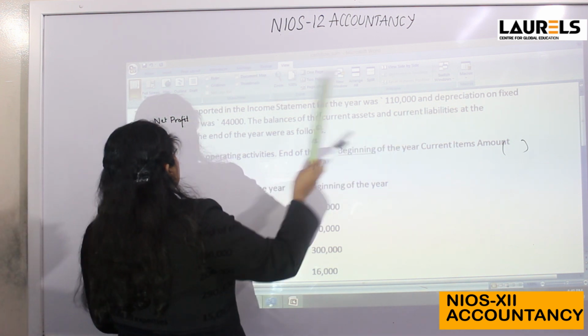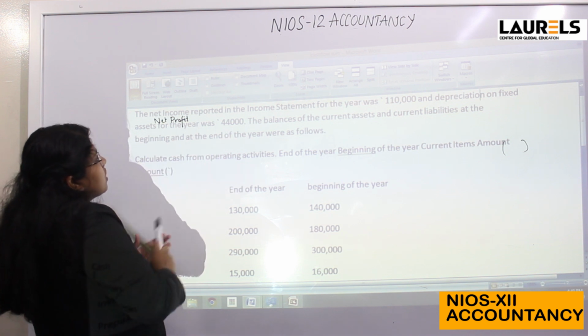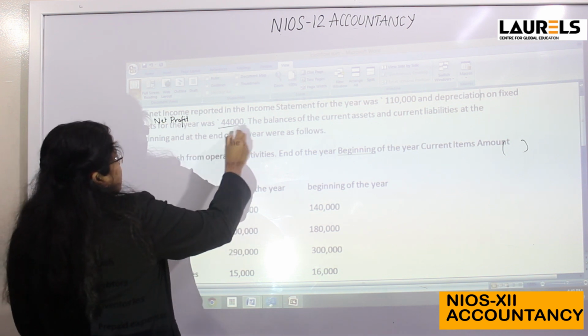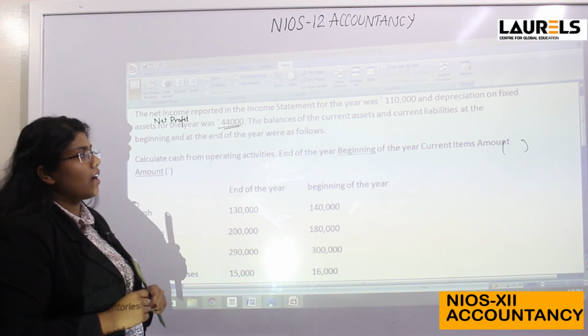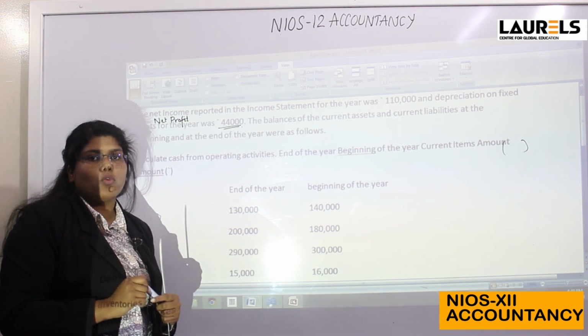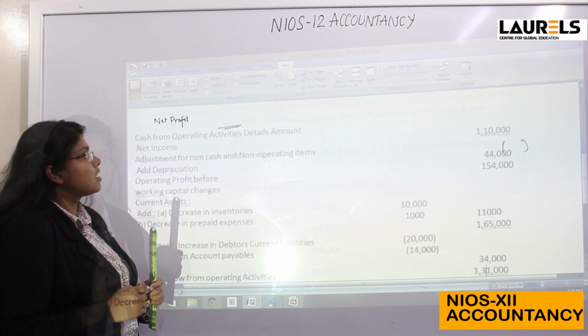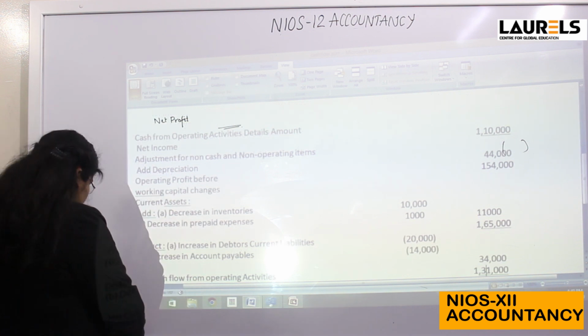And depreciation on fixed assets for the year was 44,000. So you know what we do with depreciation, and these are the balance of current assets and current liabilities. So let's move on to the answer. Okay, so we see the answer now.